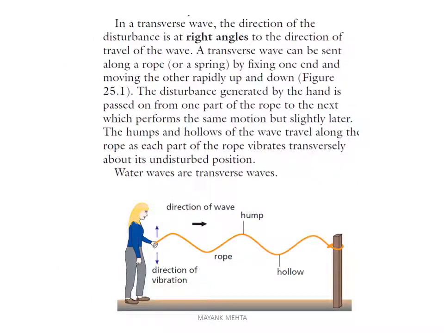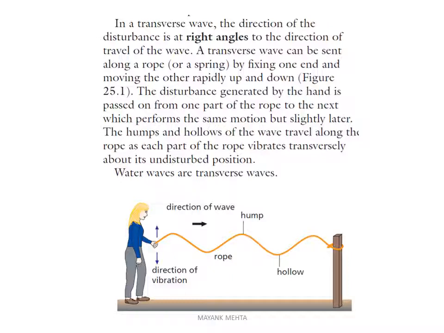Now first we are going to see the transverse wave. So in a transverse wave, the direction of disturbance is at right angle. Remember this thing, that the direction of the wave and the direction of disturbance are at right angle to each other. Suppose you can see the diagram below, you can see that the wave is moving towards right while the direction of vibration is up and down. So that means both the directions are 90° to each other.